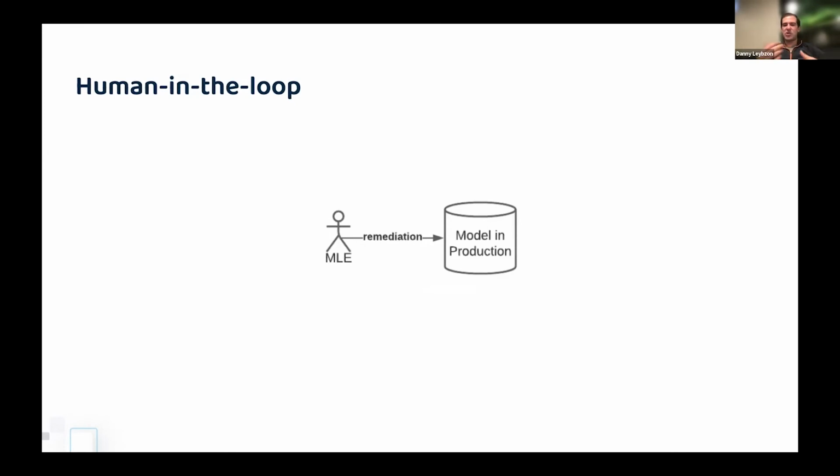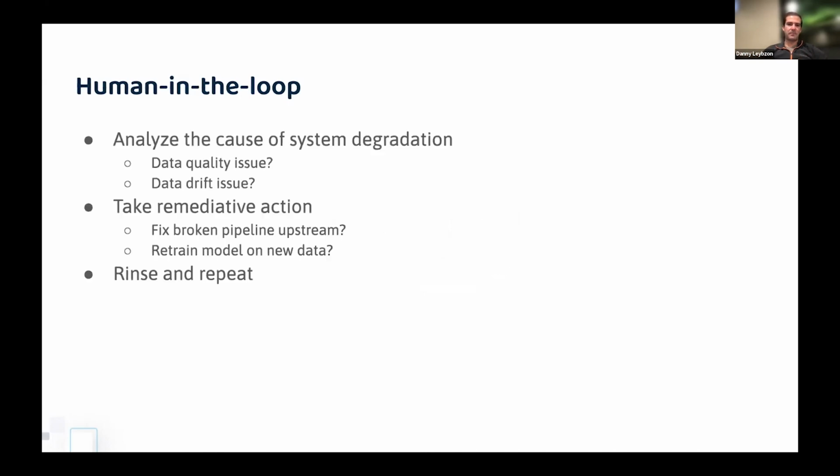It might be retraining a machine learning model. It might be rolling back a data pipeline, whatever the cause of the problem was. Because they were able to get insight into the problem, they're able to resolve the problem and remediate it. Okay, so quick summary: with human in the loop AI observability, you can analyze the cause of system degradation. It can be a data quality issue or a data drift issue. You take some kind of remediative action, and then you go back and rinse and repeat.